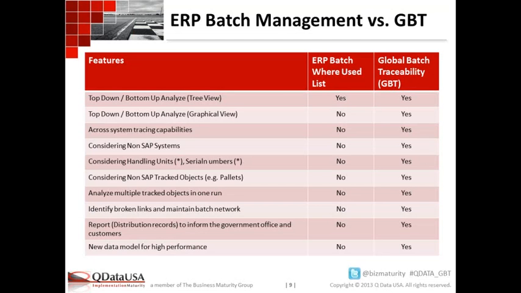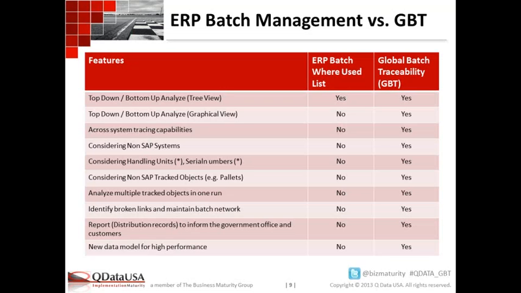Cross-system tracing capabilities. So ECC is only limited to the batch processes that you perform on that particular ECC instance and in that client. So if you have more than one instance, then GBT is the one that will be able to pull that information from the various ECC systems and create that enterprise repository for your batch information. That's not available in ECC.